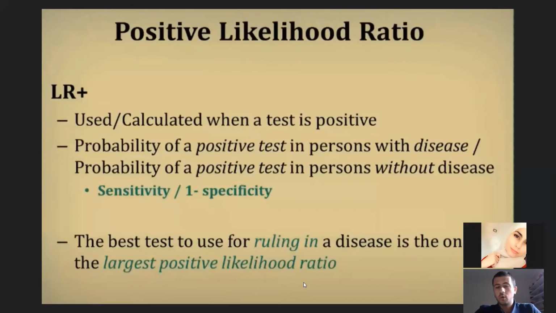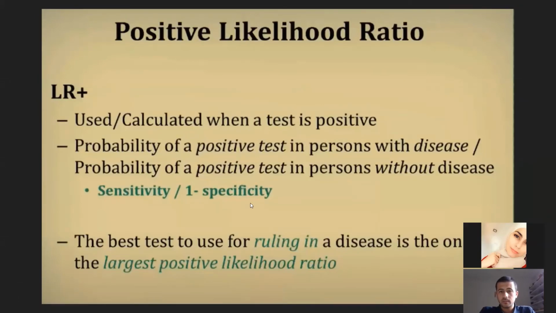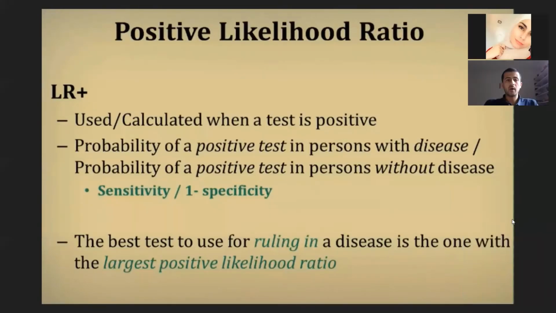Let's move on with the first one, the positive likelihood ratio. I told you about this formula to calculate it: sensitivity on 1 minus specificity. And we say that it is calculated when the test is positive. So what is it used for? What do you think? What do you think this number can say, or how can we use it?